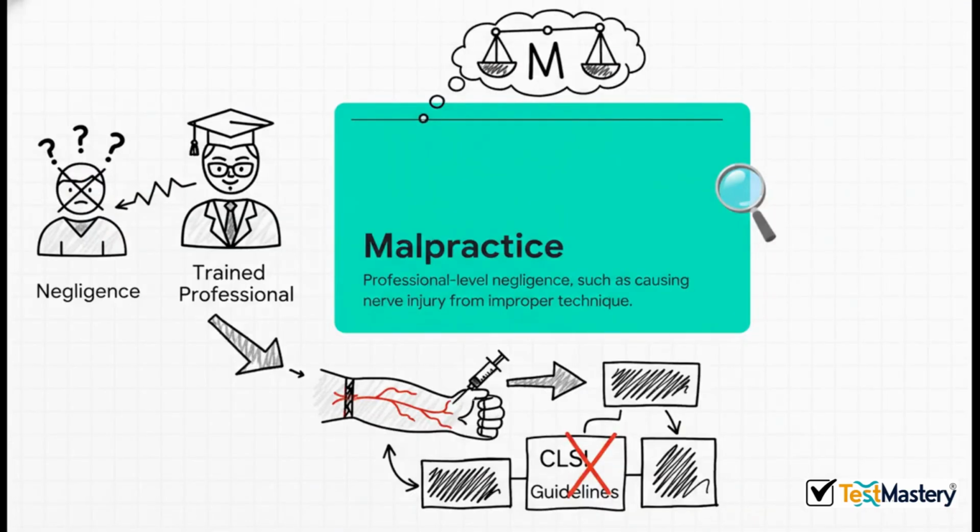And this is a great way to see the difference between simple negligence and malpractice. See, malpractice is a higher level of negligence. It's an error made by a trained professional in their specific field. A random person on the street can't commit medical malpractice. Causing nerve damage because you didn't follow the CLSI guidelines for finding a vein, that's malpractice.